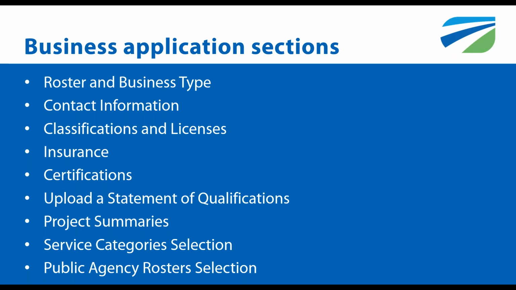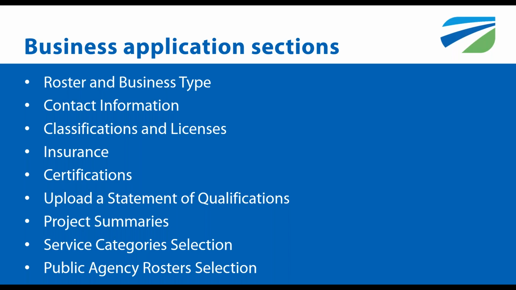So the sections include roster and business type. This is where the business will choose which roster they want to be listed on, and they can choose any combination of small works, consultant, or vendor roster. And their selection of their roster type is going to determine the service categories that they're going to select from later in the application.